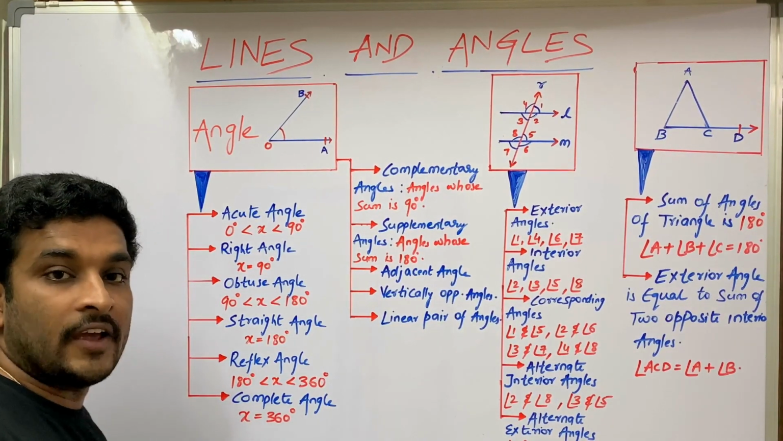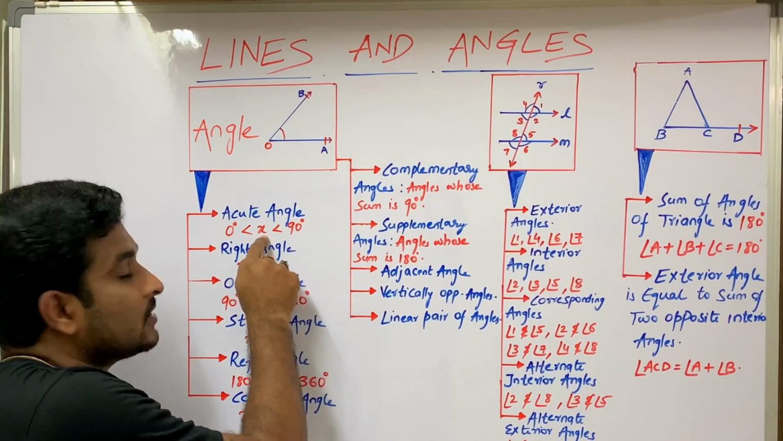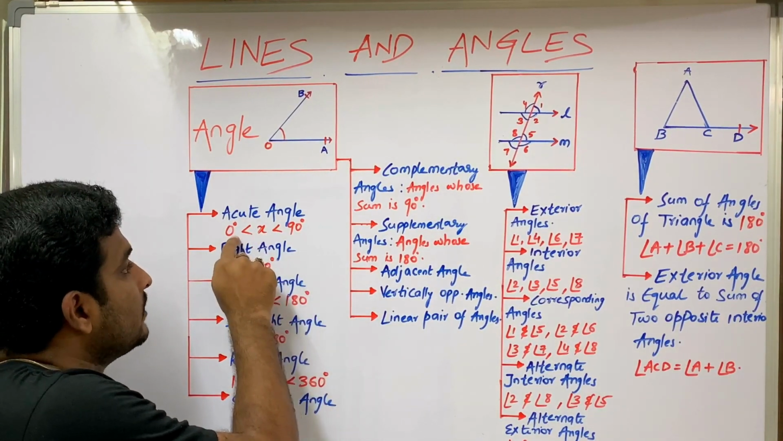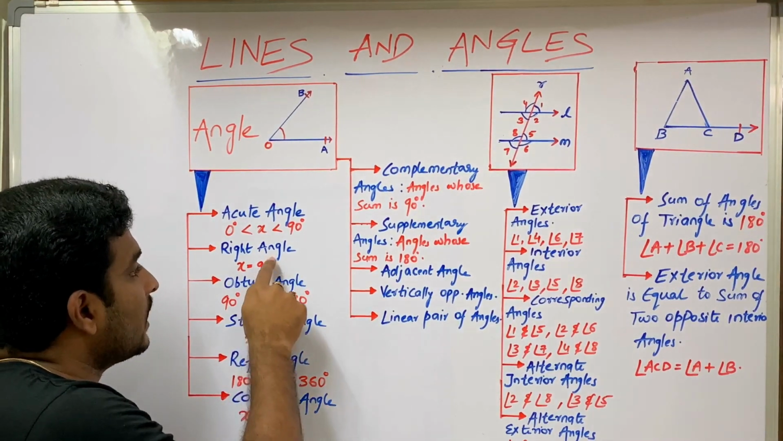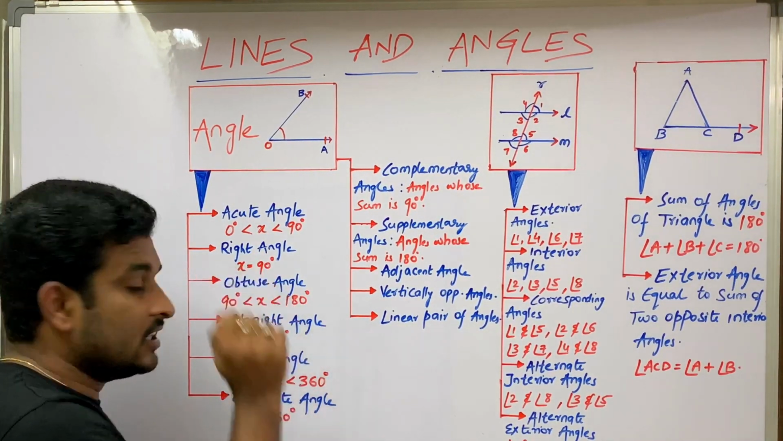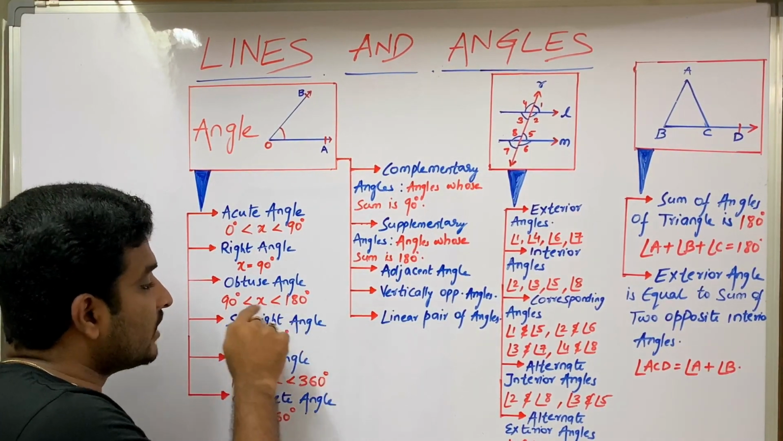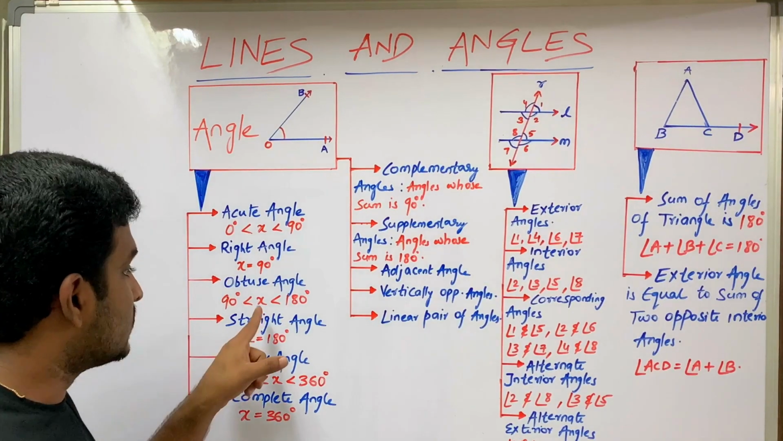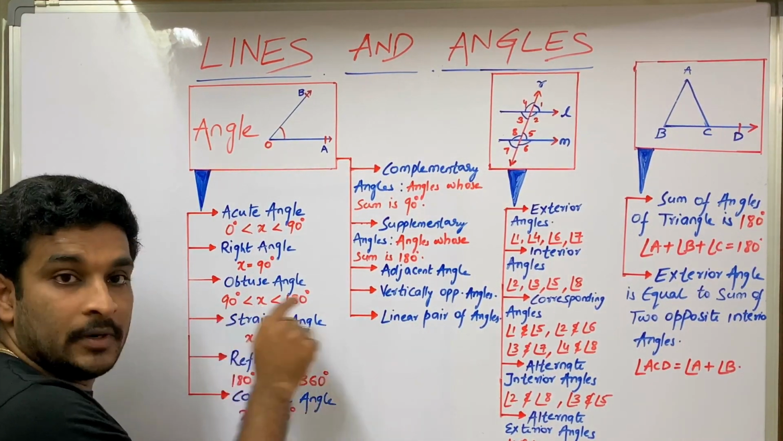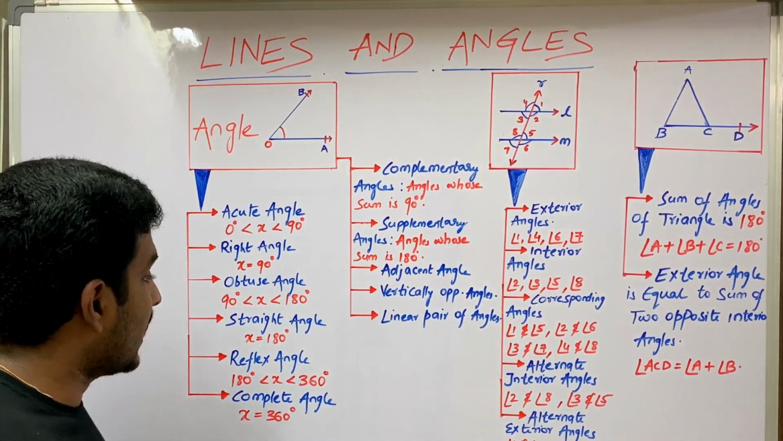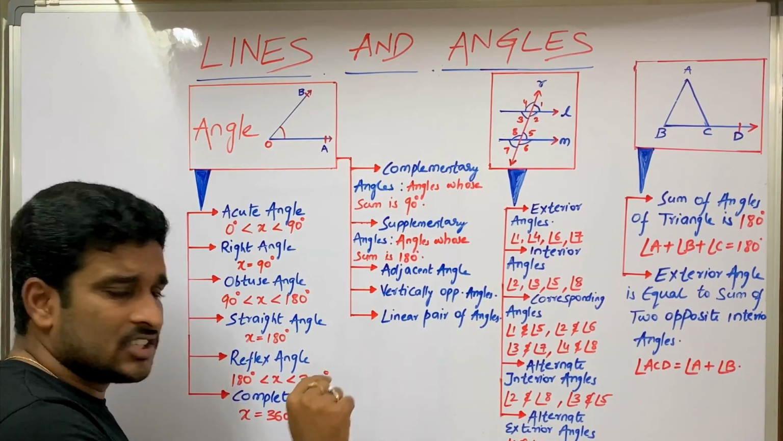Coming to the concept of acute angle, the angle lies between 0 degrees and 90 degrees. I call it X, X lying between 0 degrees and 90 degrees. Coming to right angle, the angle of a right angle is 90 degrees. The angle between 90 degrees and 180 degrees is called obtuse angle. Same as X for acute angle, in obtuse angle X lies between 90 degrees and 180 degrees. Straight angle, X equal to 180 degrees, where two lines are in a straight line.